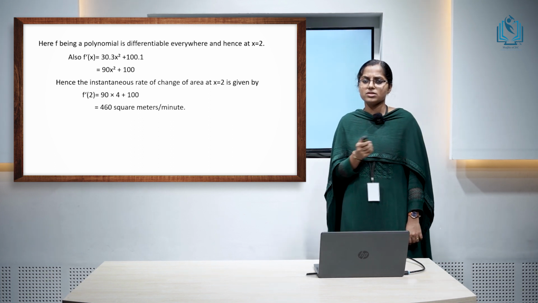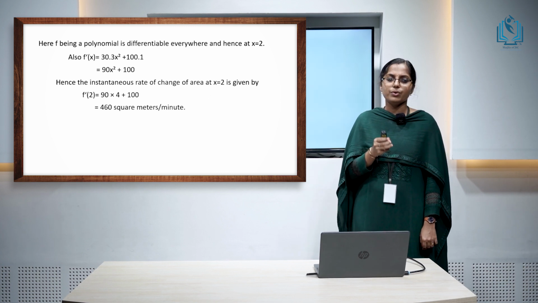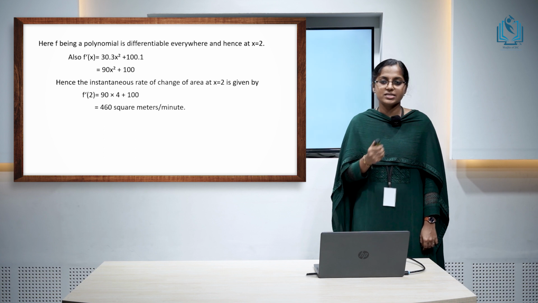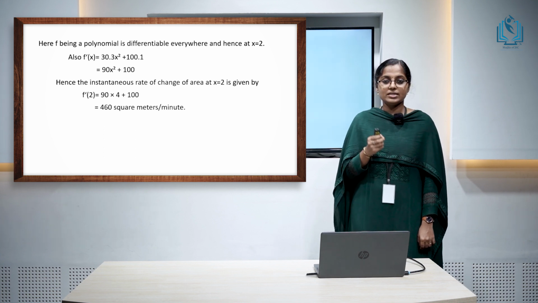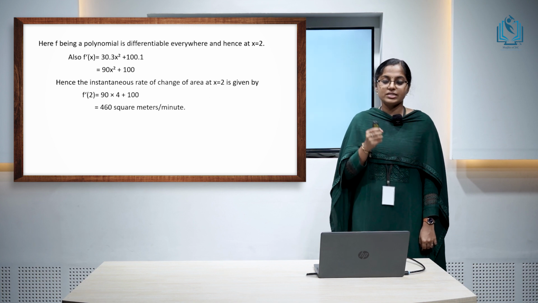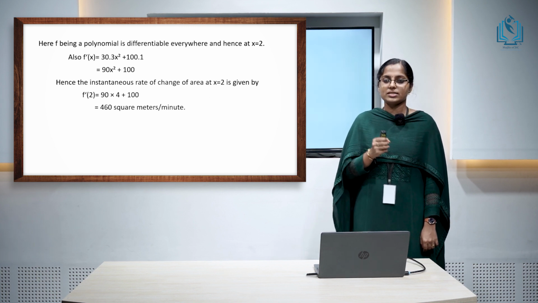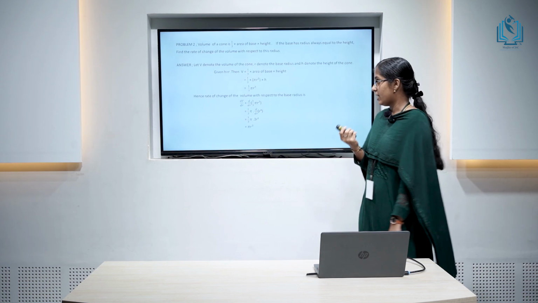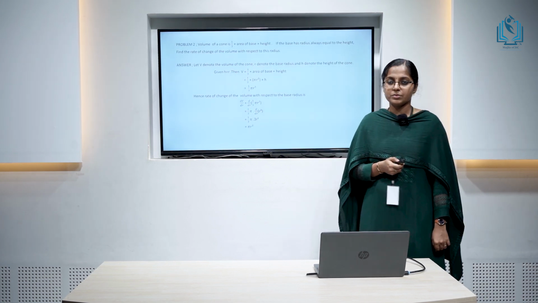So, after doing this problem, we have to know how to solve average rate of change and instantaneous rate of change. Instantaneous rate of change is very simple. It just determines the first derivative and puts x equal to 2 in that. We have another problem, problem number 2.